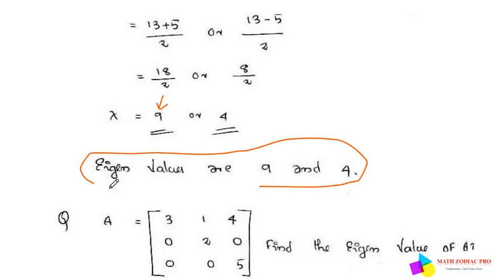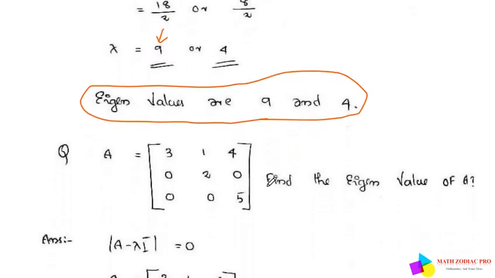Okay, so this is the method to find the eigenvalues of a matrix. Okay, next example, given A equal to a 3 by 3 matrix, find the eigenvalues of matrix A.